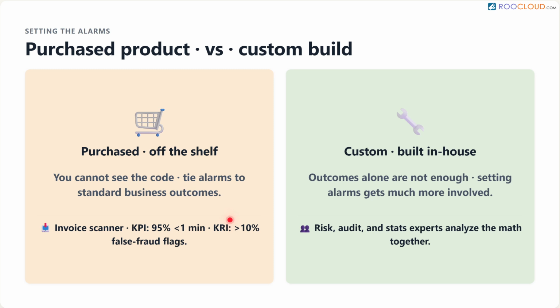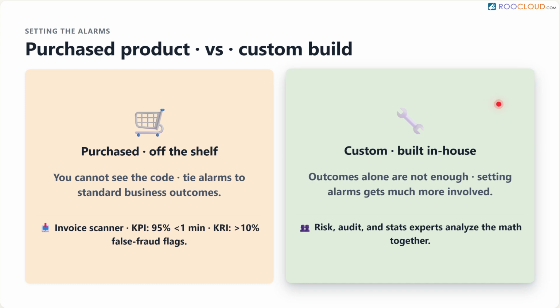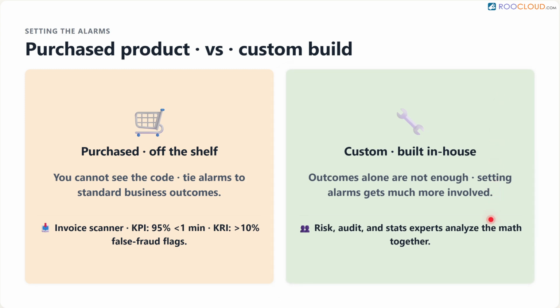However, if your own engineers build a custom application from scratch, setting these alarms gets much more complicated. You cannot just look at the final business outcome. You need a cross-functional team of risk managers, internal auditors, and statisticians to analyze the underlying mathematical behavior of the program.